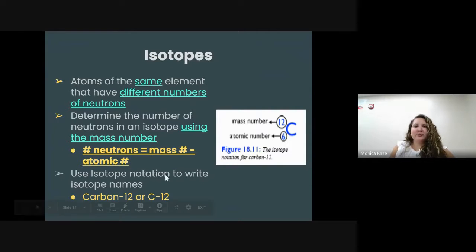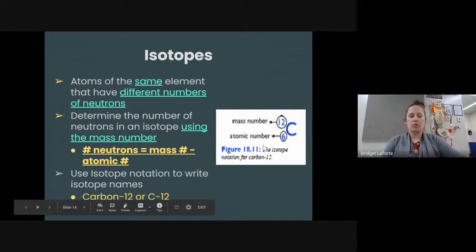You're going to use isotope notation to write out isotope names, like carbon, written out -12. That's a hyphen and not a minus. Or you can shorten it and use its element symbol, C-12. Remember, that's a hyphen and not a minus. And you can see that notation, here's isotope notation over on the right-hand side of the screen.